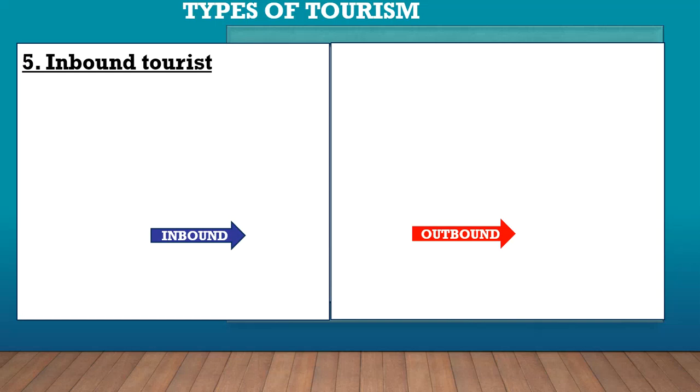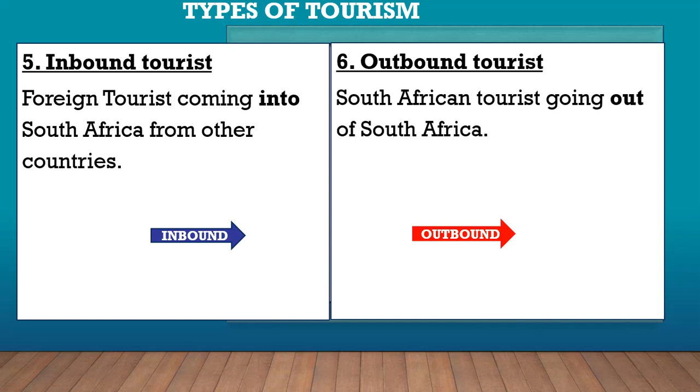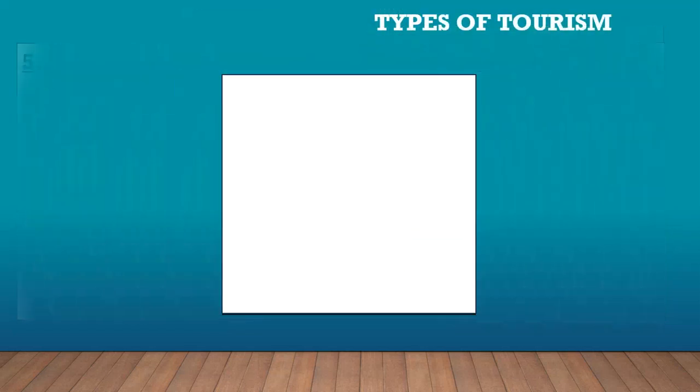All right, we also have inbound and outbound tourists. Let's start with inbound. The keyword there is in. So this is someone who's coming into South Africa. So it's a foreign tourist coming into South Africa from another country. That's inbound. Outbound, on the other hand, is someone going out. So this would be a South African, one of us going out to another country. That would be an outbound tourist. So that is the main difference. Inbound, foreigners coming into South Africa. Outbound would be South Africans going out to other countries.